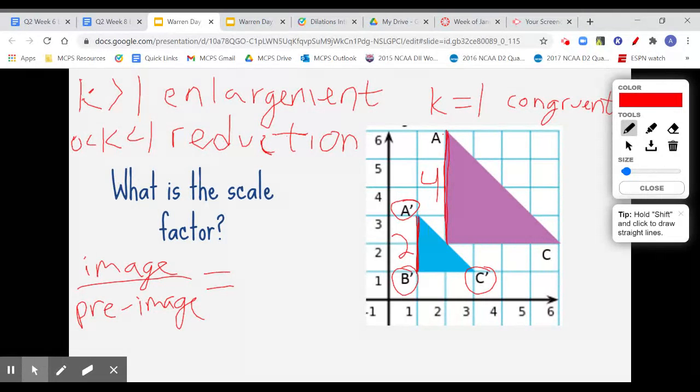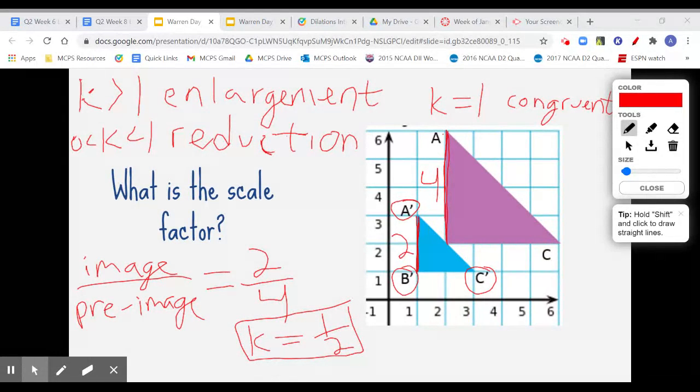So since the length of this side on the image is 2, and the length of the side on the pre-image is 4, my scale factor is 2/4, or in other words, I can simplify this and say my scale factor, which we represent with K, is equal to 1/2. Now, thinking about this in context, it makes sense. I told you that if the scale factor is less than 1, you have a reduction. And if you look at this, because our pre-image is that purple triangle, that larger triangle, we then reduced to the size of our image, the blue smaller triangle. And again, you can tell which direction I'm moving because the pre-image is just plain letters A, B, and C.